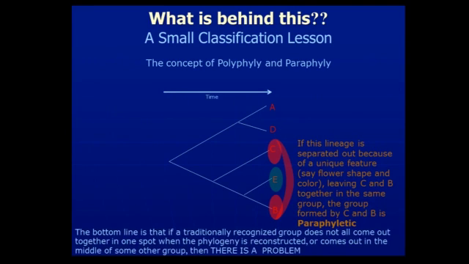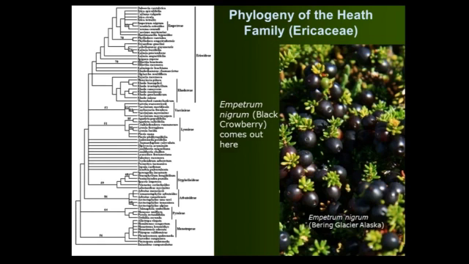So a group that in fact contains all of the descendants of a single ancestor is monophyletic. A single line is what that translates to, and that's what we like. So when we have gone back and corrected the classifications to make them all monophyletic, that is basically accounting for most of the changes.